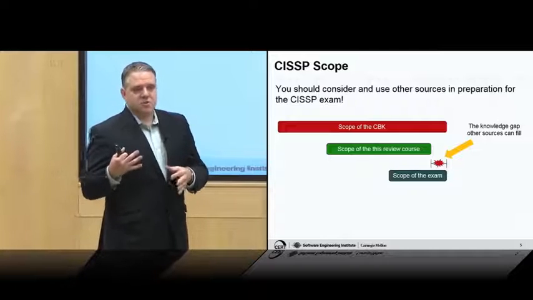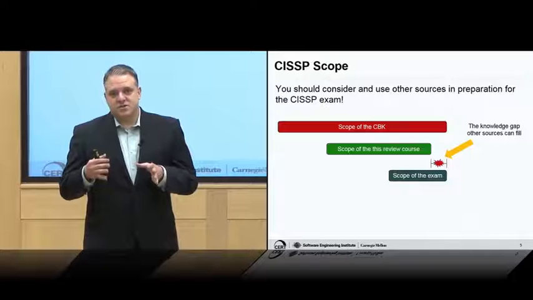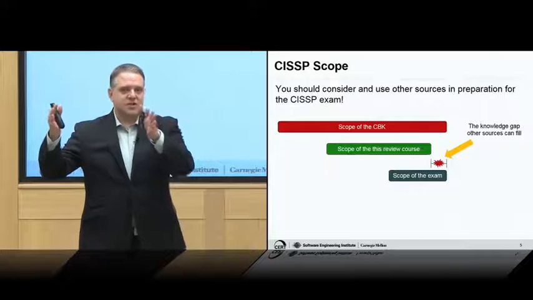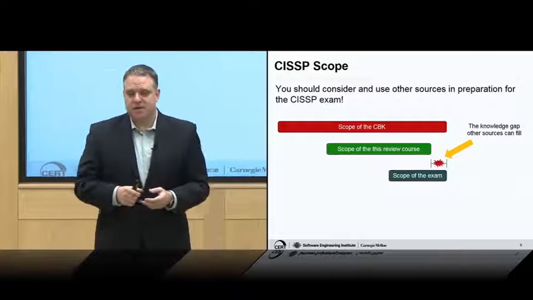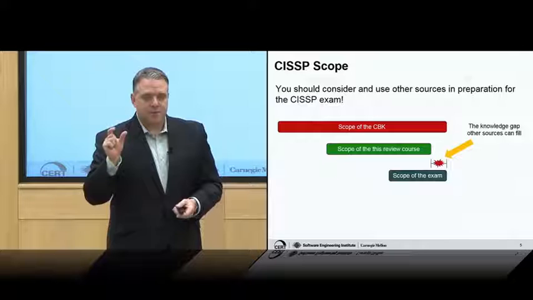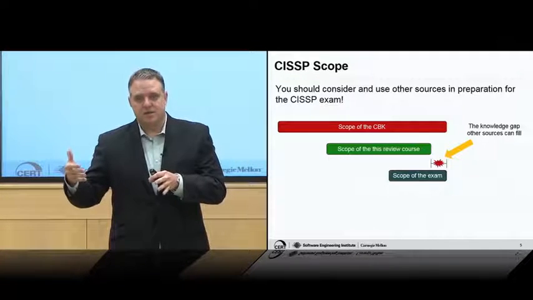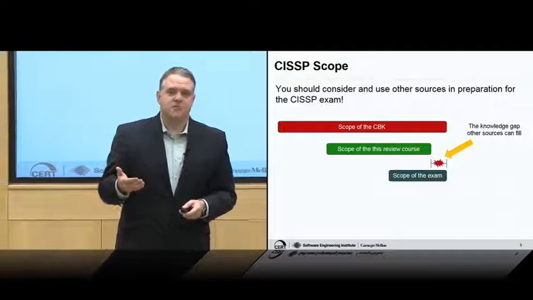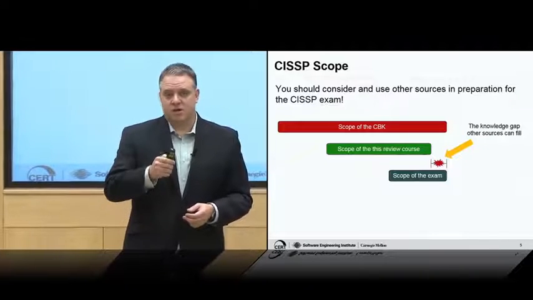Again, consider using multiple sources of information as you prepare for this. Understand that the scope of the common body of knowledge is this big. This course is actually going to provide some subset of that as you're going through and preparing for this. What that leaves is a gap in between what this course covers and what's on the body of knowledge. And that's why there's a recommendation that you look for a second source of information as you're preparing for the exam to make sure you're covering that gap.